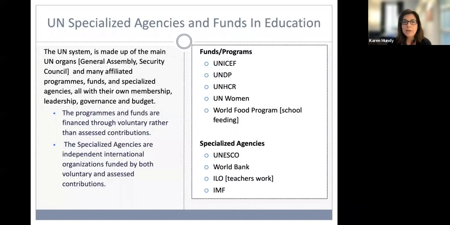And then these are the funds and programs of the UN, and then specialized agencies. And these agencies tend to have more institutional autonomy from the UN itself. UNESCO, of course, the one that I work for, the World Bank or the International Bank for Reconstruction and Development, which has two facilities. One facility is the IBRD. It focuses on providing loans to mainly lower middle income and middle income countries.